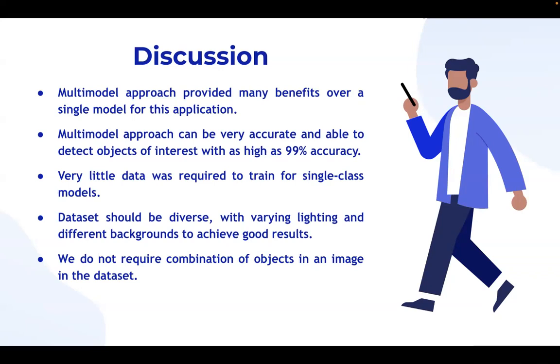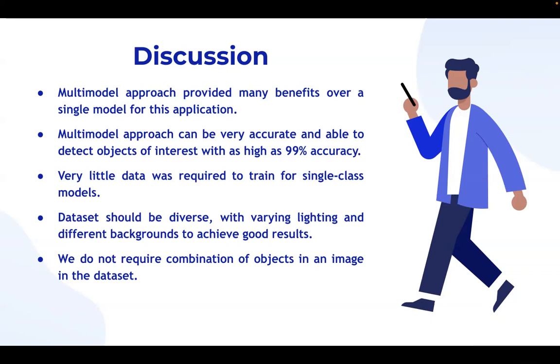And very little data was required to train single class models. You don't need huge data sets, which we did in experiment one, where we used 11,000 images: just 1,000 images of the object, and 200 images of neutral images. That is enough to train a model, where we got very good accuracy and a low false positive rate too.